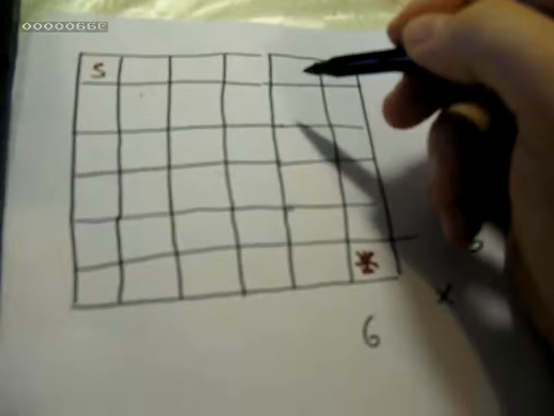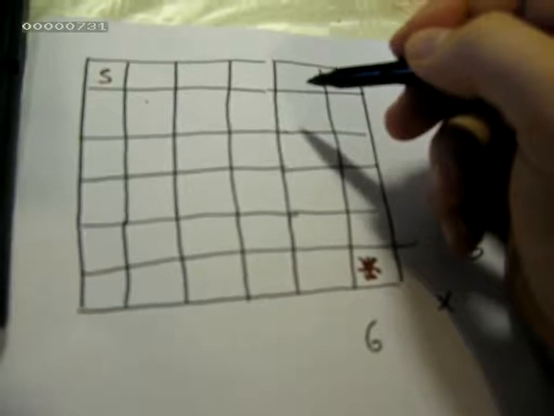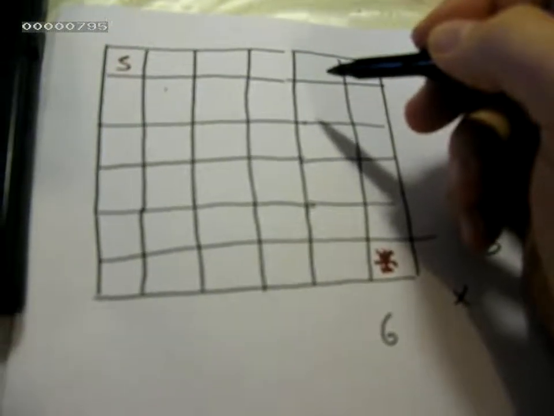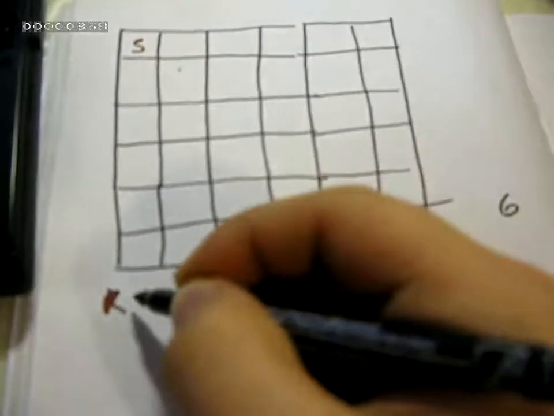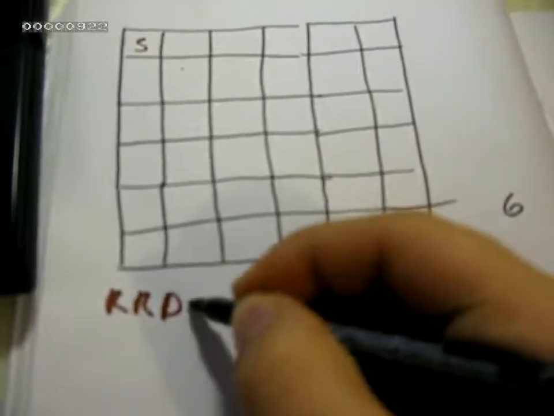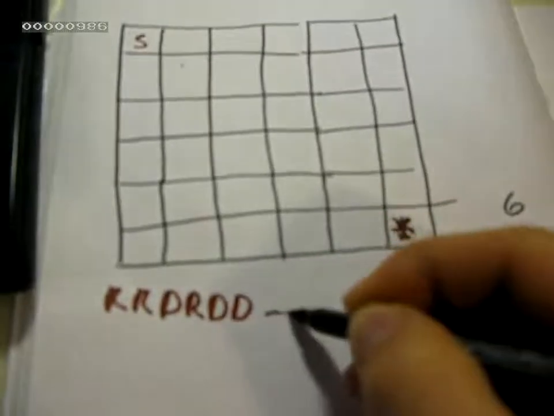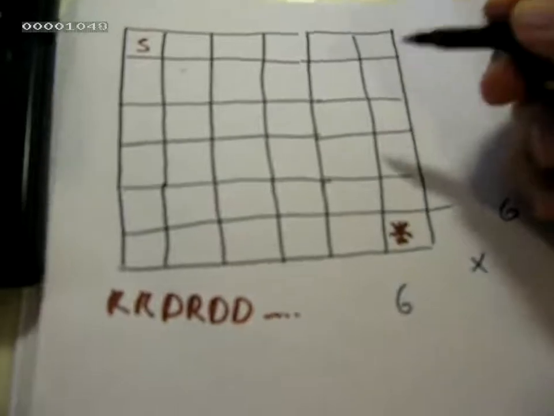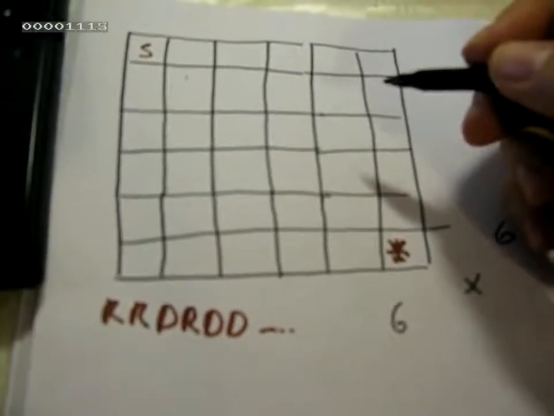Now, if we are writing a program for a robot or navigating someone, we can write a path here like right, one more right, then down, then go right, then down, down, and so on to the star. And that's what I want to base my combinatorics solution on.